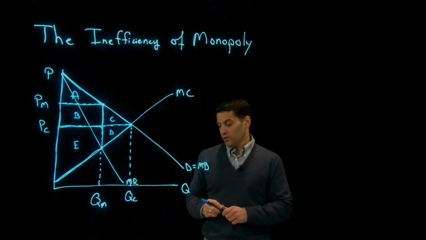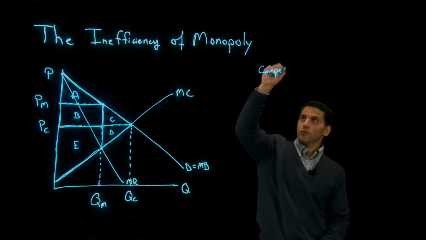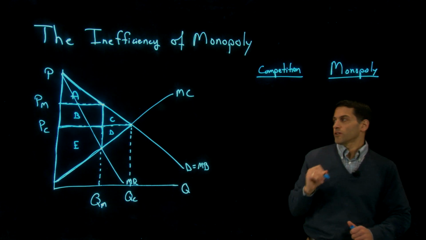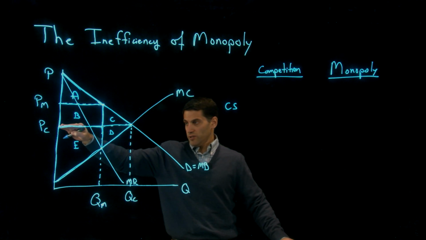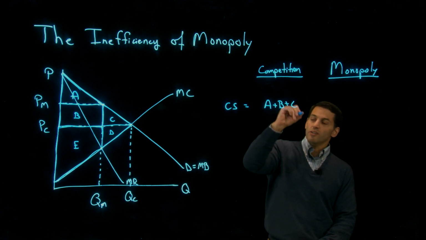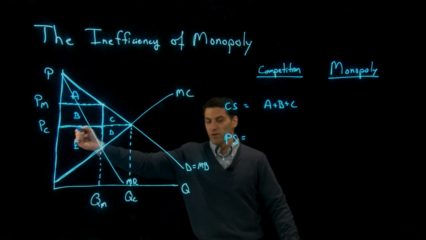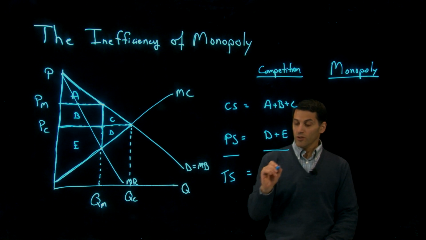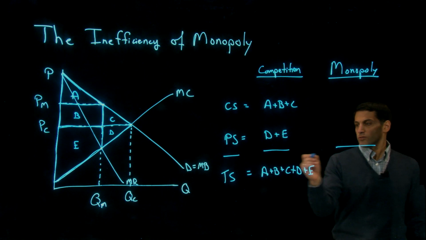So what is our consumer surplus and producer surplus under perfect competition and under monopoly? Under perfect competition, our consumer surplus is A, B, and C. Remember, it's the area under the demand curve down to the price that's being charged and out to the quantity, which is at QC. So consumer surplus is A, B, and C, and producer surplus is E and D. It's the area above the supply curve up to the price, or D plus E. Total surplus, which is just the sum of the two, is A plus B plus C plus D plus E.